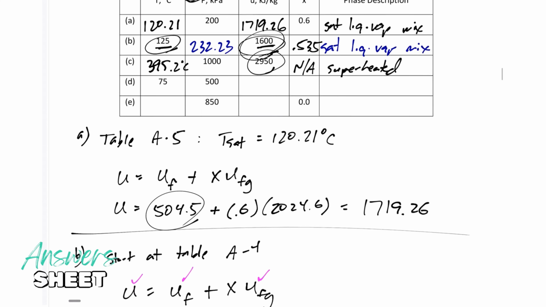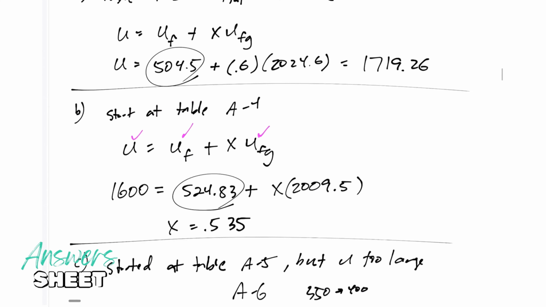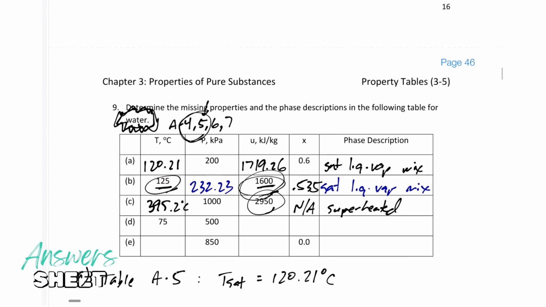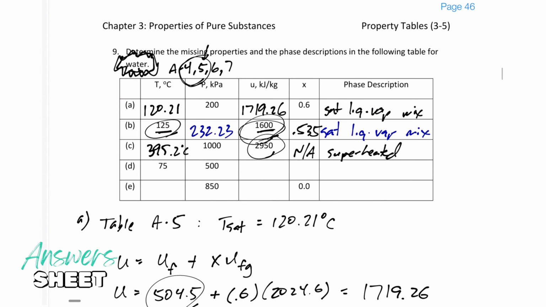Okay, so that was part C. Now again, you can show me your work down here, but what I'm really looking for is that you fill this in right here. All right, part D. A temperature of 75, a pressure of 500. Do I know whether it's saturated or not? No. So I need to start at A4 or A5.